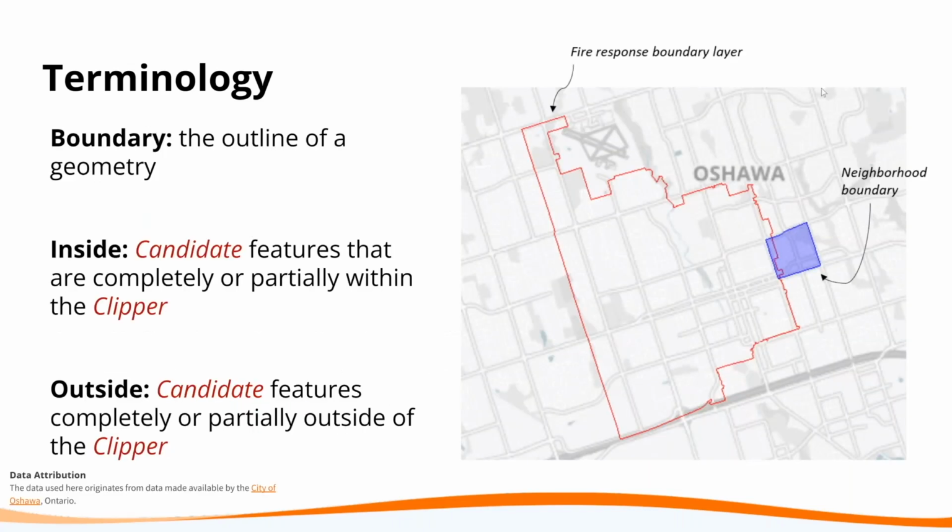So just a few more terms. When we're talking about boundary, we can think of this like the outline of our geometry. And inside meaning geometries that fall within the clipper feature, and outside meaning geometries that fall outside of the clipper feature. So in this screenshot, if the fire response boundary layer was our clipper feature, this small sliver of the neighborhood boundary would come out of the inside port and the rest would come out the outside port.